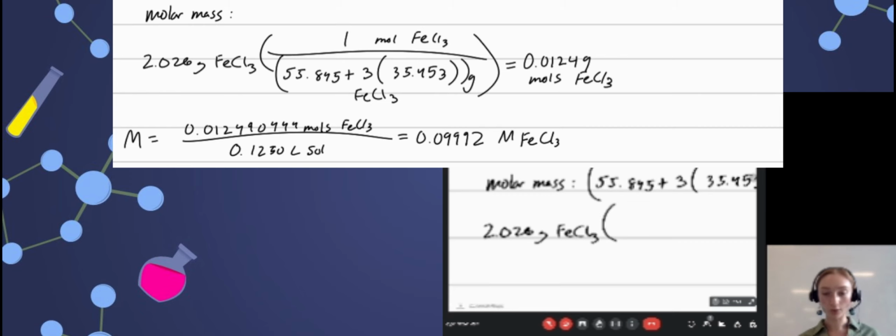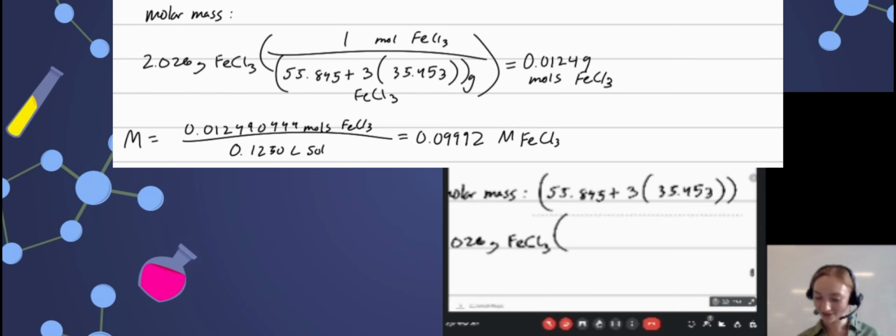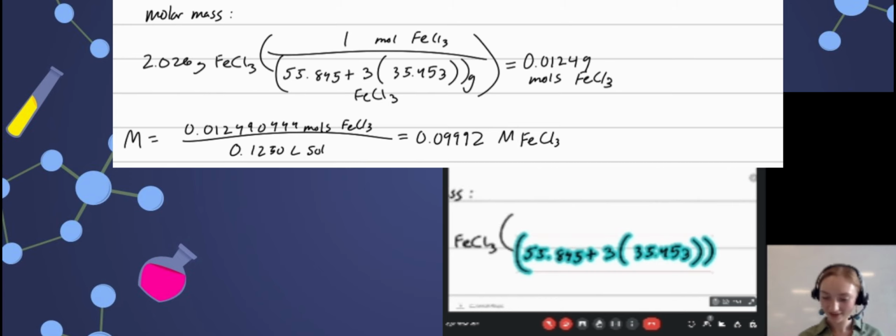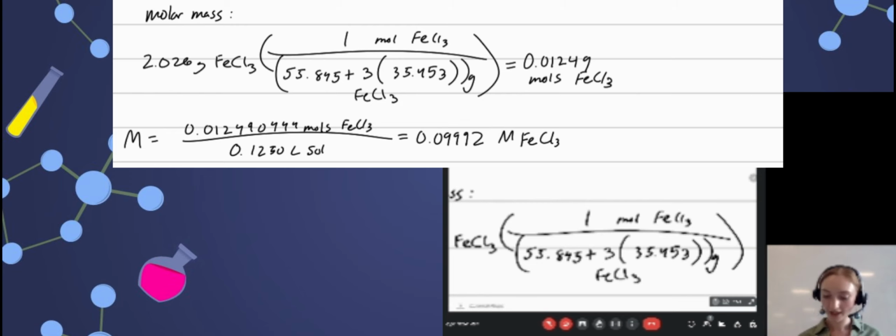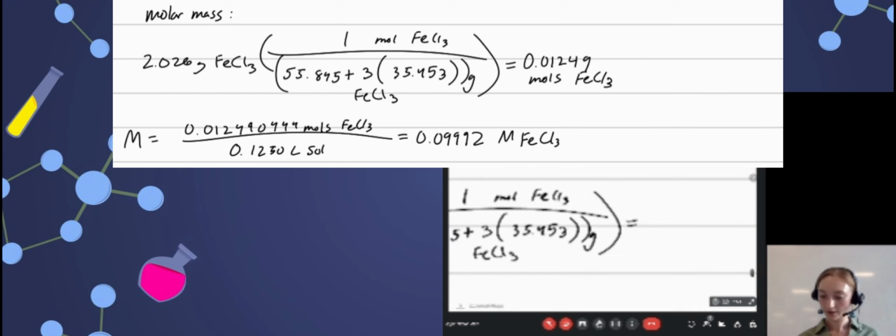And then using that molar mass conversion, I'll just move this down so I don't have to write it again. Grams of iron chloride, and that is for every 1 mole of iron chloride. And so multiplying these out, we will get a value of 0.01249 moles of iron chloride.